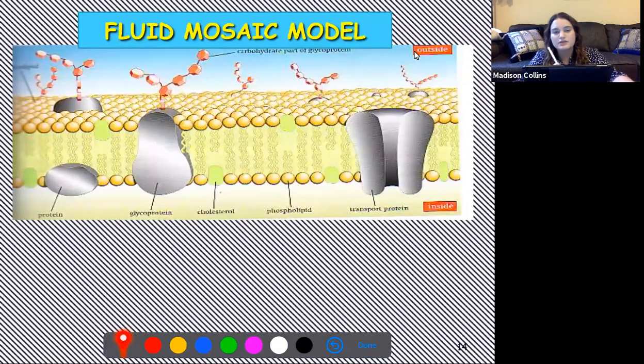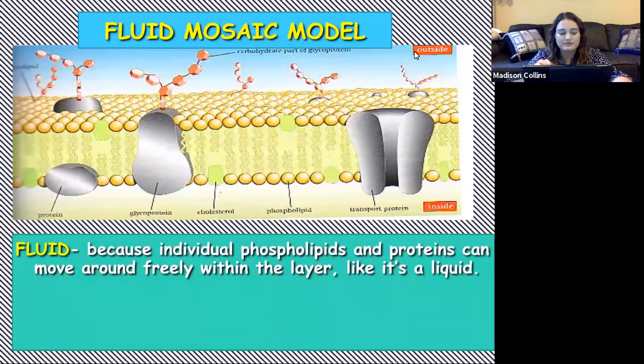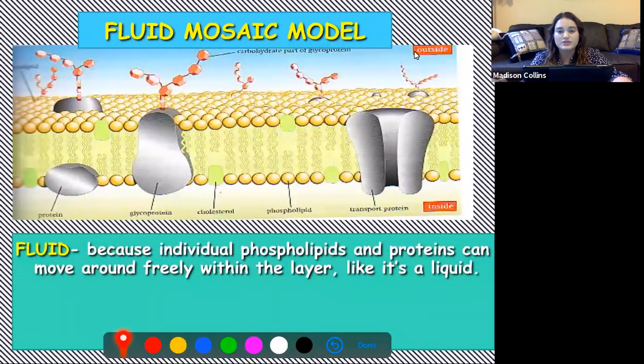So the very last thing I'm going to go over today is something called the fluid mosaic model. Now, this is a way to describe the cell membrane, and we call it the fluid mosaic model because the membrane is fluid. Those individual phospholipids and proteins can move around freely within the layer like it's a liquid. So this membrane is pretty flexible. Those different components are free to move around inside the membrane. And we call it a mosaic because the membrane itself is made up of so many different components.